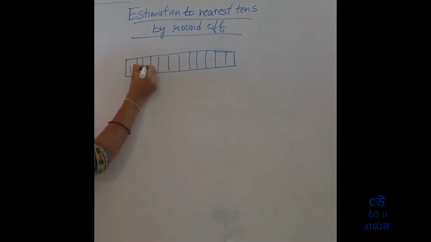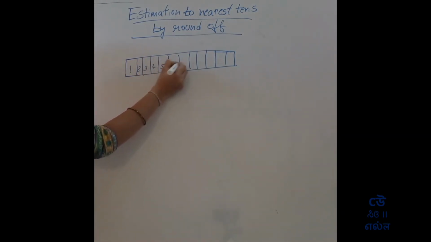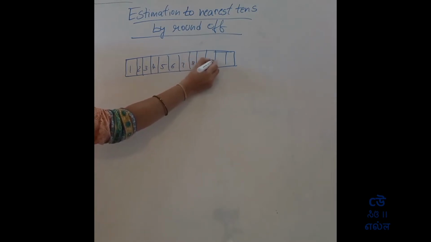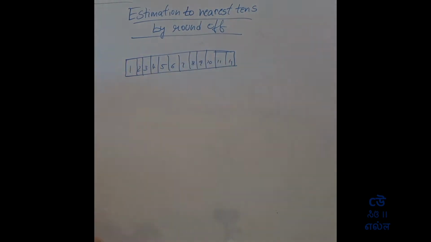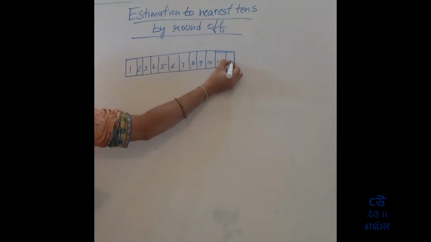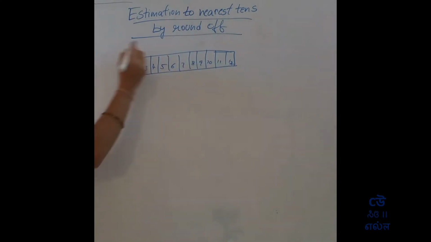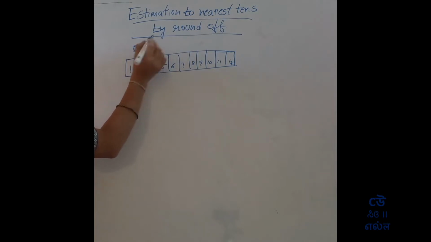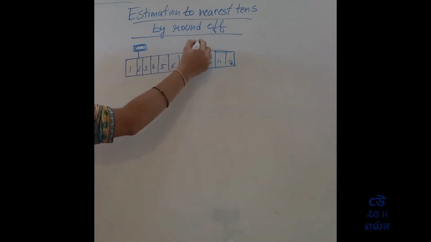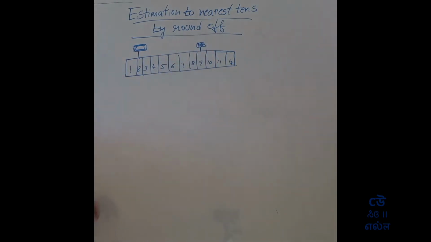So 1, 2, 3, 4, 5, 6, 7, 8, 9, 10, 11, 12. Okay. So in these 12 numbers, for example, I'll place one flag or box. Okay, I have placed one box here and I have placed one box here. So where is the box, children?